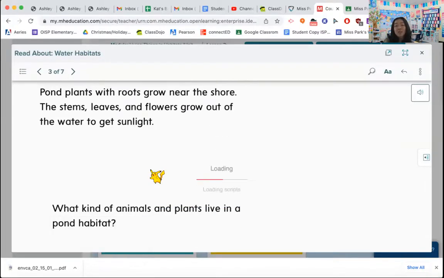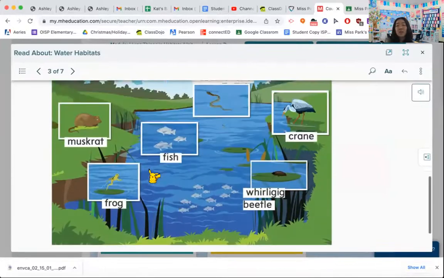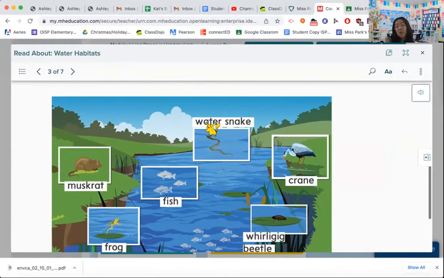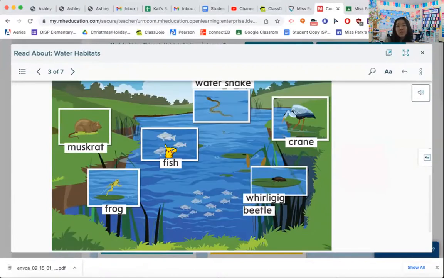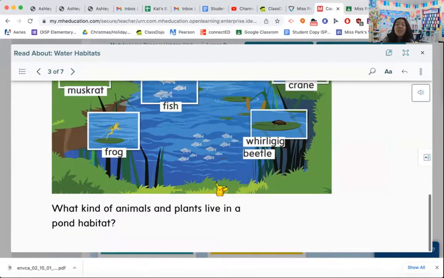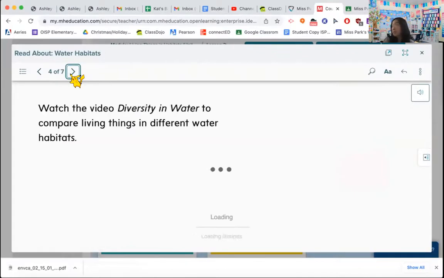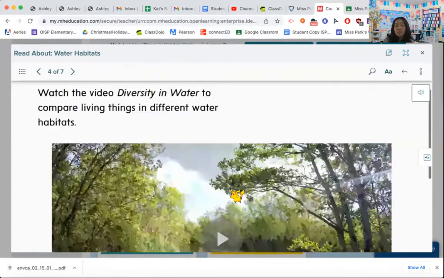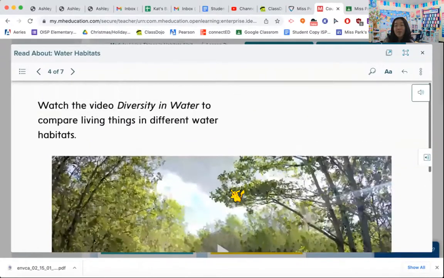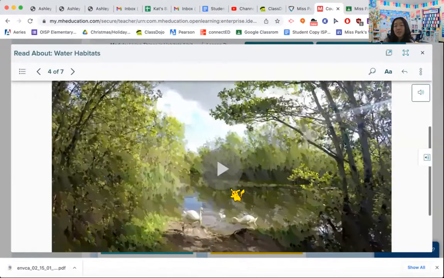What kind of animals and plants live in a pond habitat? Here we have water snakes, cranes, whirligig beetles, fish, muskrats, and frogs. Now we're going to watch this video about the diversity in water to compare living things in different water habitats.